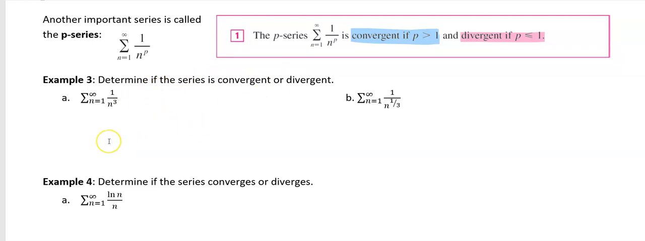So let's see an example in example 3. Example 3 is a p series because it does have the form 1 over n to the p. We can see that it is a p series, so I'm going to make note of that. I can see that the p-value is the exponent, which is 3, and I know that 3 is greater than 1. And because 3 is greater than 1, we can tell that it is going to converge according to the rules above.